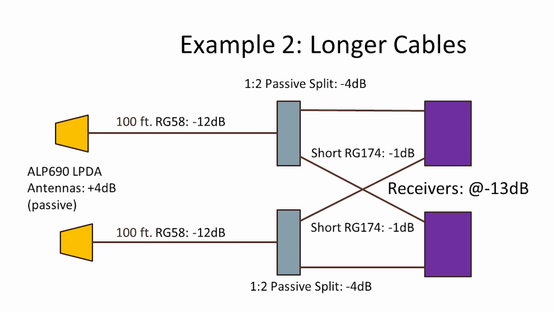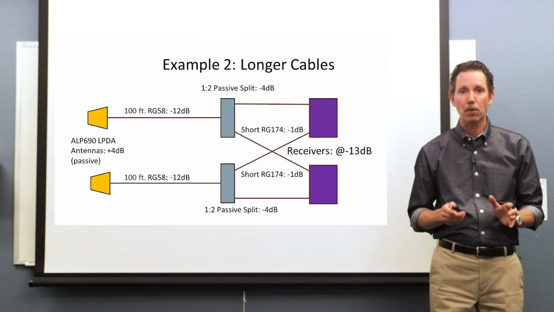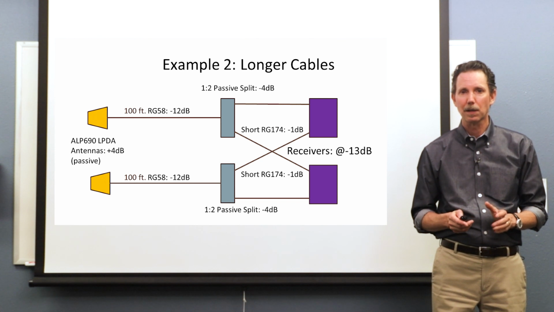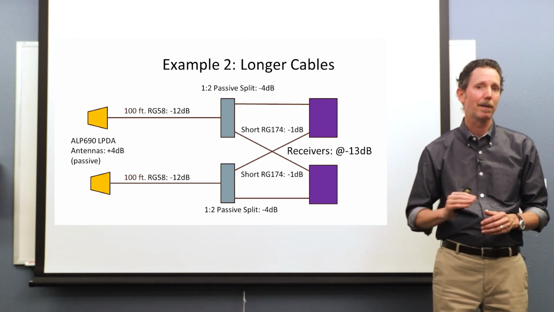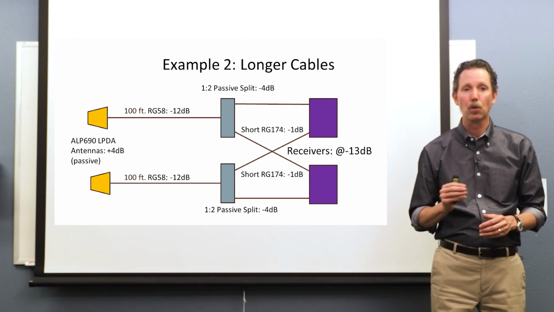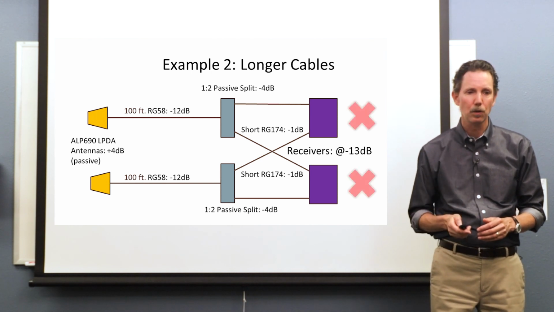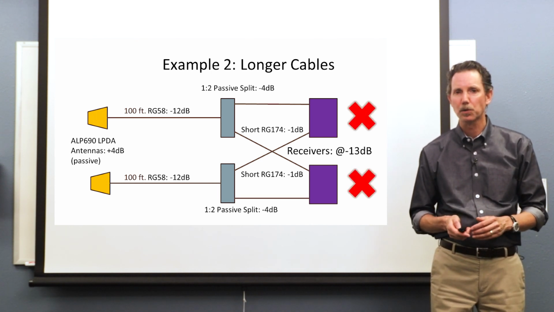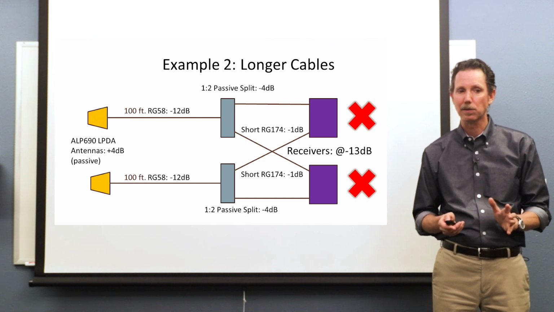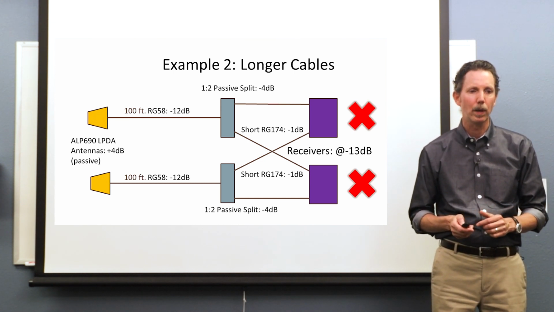Same antennas, set passively, same passive splitters and everything else, but now, because of those longer cable runs, at our receivers, we have minus 13 dB, and that's starting to be too much loss. In my personal opinion, 6 dB is approximately the correct amount of loss, or the maximum amount of loss that you'll want in your system. So 13, too much, so I'm marking those with no good. We've got to somehow fix this situation, so let's look at a possible way we could do that.